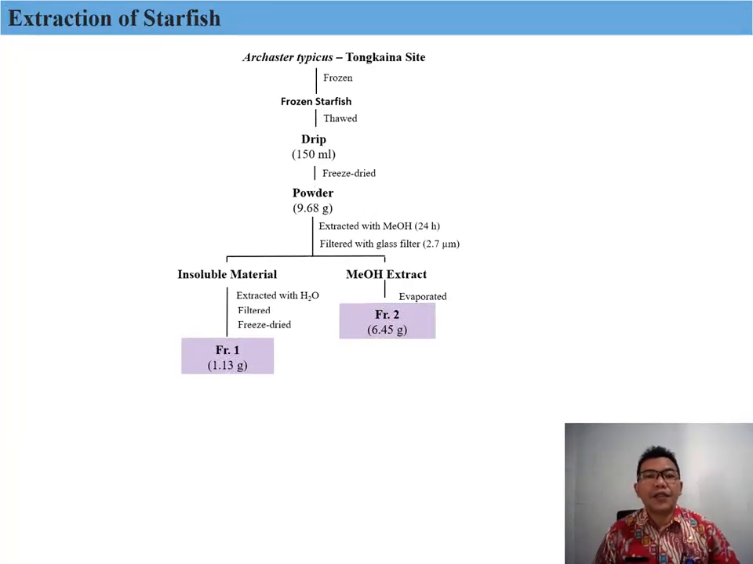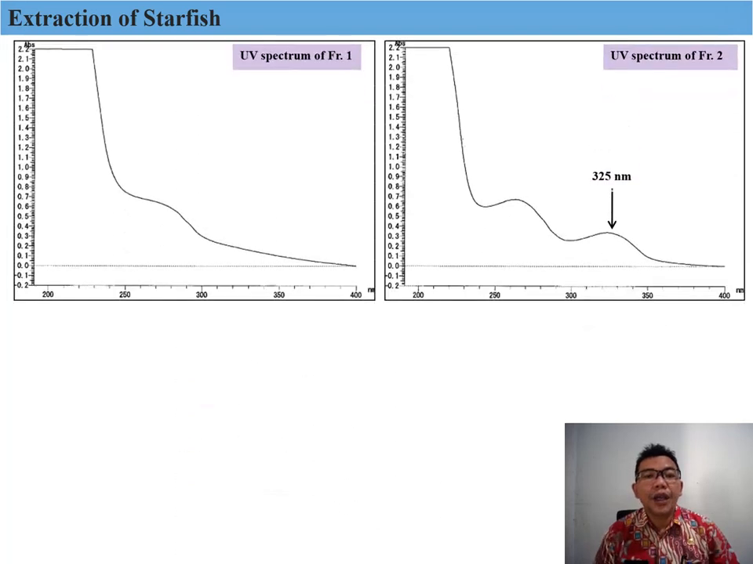The extraction of the starfish is shown in this slide. Fresh samples of Archaster typicus were frozen immediately after collection. The frozen starfish were thawed and freeze-dried to afford 9.68 grams of powder. The powder was extracted with methanol, filtered, and evaporated to give fraction 2, while the insoluble material was extracted with water, filtered, and freeze-dried to give fraction 1. The UV spectra of fractions 1 and 2 were measured and revealed that UV-absorbing substances were extracted in fraction 2.